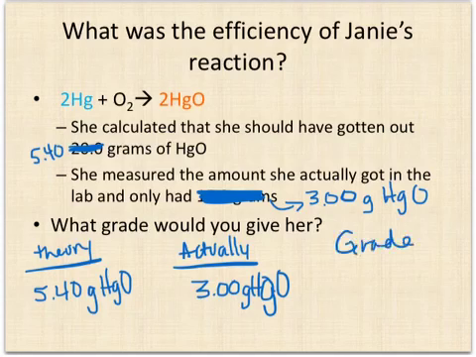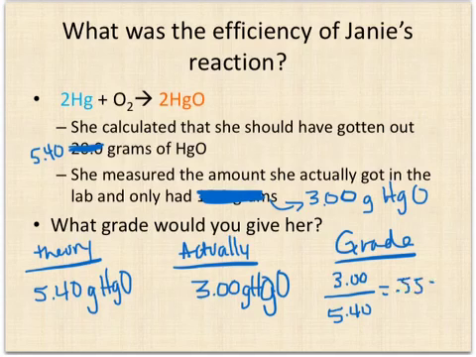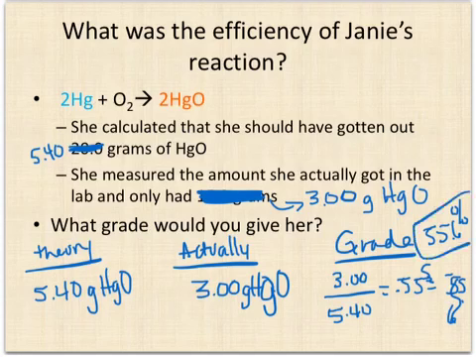So what would her grade be? What kind of grade would we give her? Well, she actually made 3 out of the 5.4. So she made 3 out of 5.40 possible grams. That would give us 0.555 repeating, which, when we change it to a percentage, gives us 55.6%. So that would be her grade.